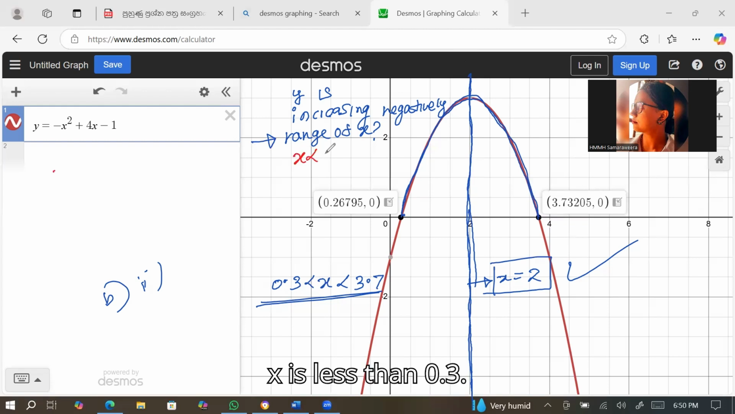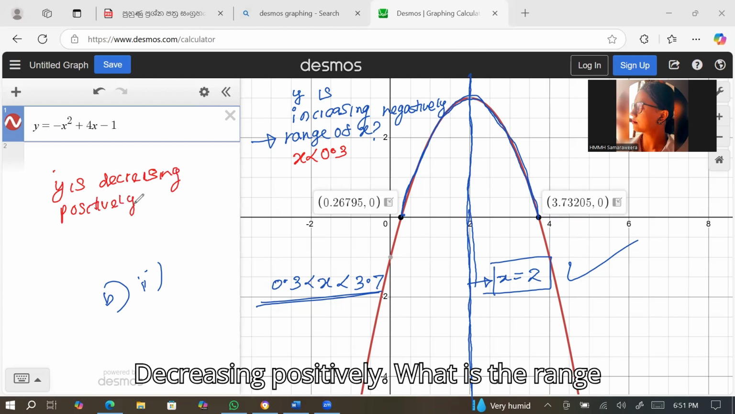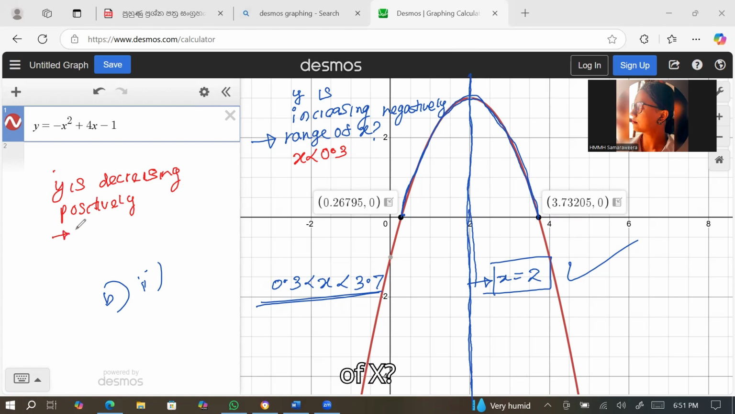X is less than 0.3. Right. Another question. Y is decreasing positively.